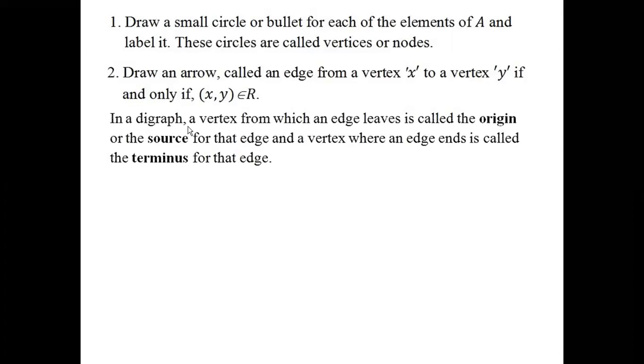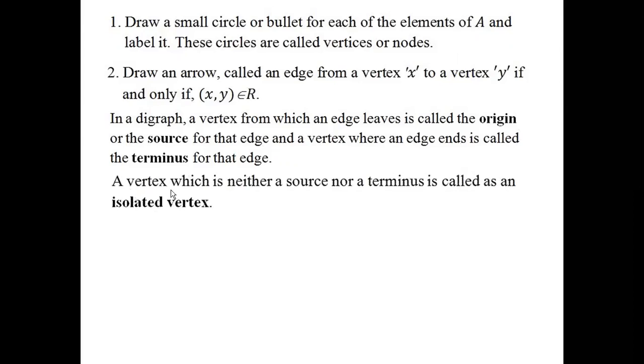In a digraph, a vertex from which an edge leaves is called the origin or the source for that edge, and a vertex where an edge ends is called the terminus for that edge. So any particular vertex is called an origin or the source if an edge leaves from it. Similarly, any other vertex is called a terminus if an edge ends at that vertex. So these are definitions for origin and terminus.